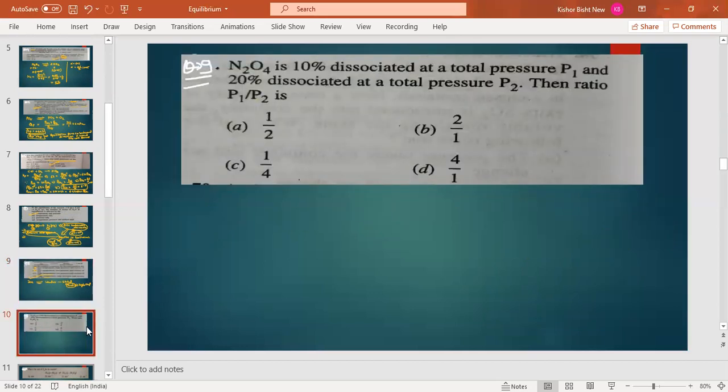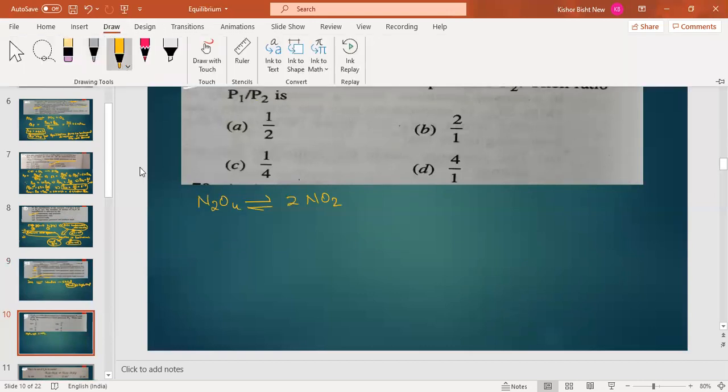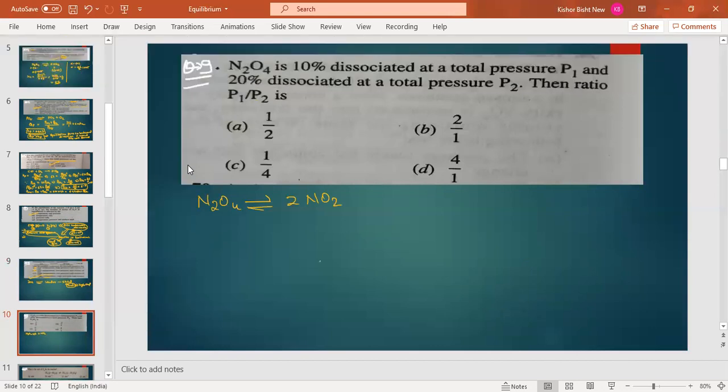N2O4 gives twice NO2 here. N2O4 dissociates at total pressure P1 and total pressure P2, then find the ratio. So N2O4 will dissociate into twice NO2. Clear? 20% dissociation. Now, initially you take A molecules of N2O4 and NO2 will be 0. Now it will form 2A alpha, and N2O4 will be A minus A alpha. Clear?